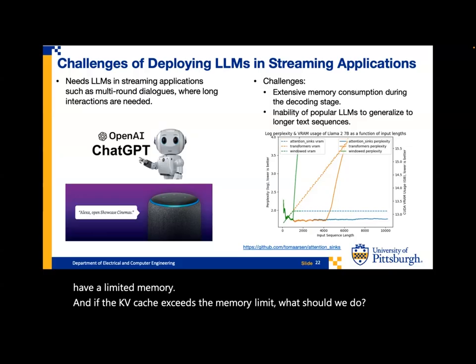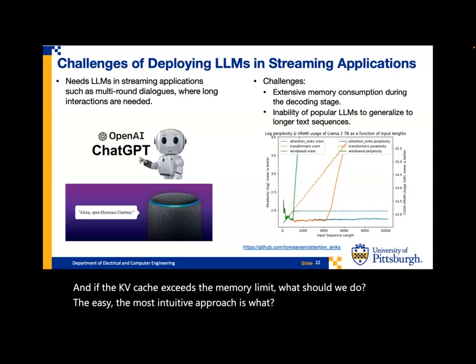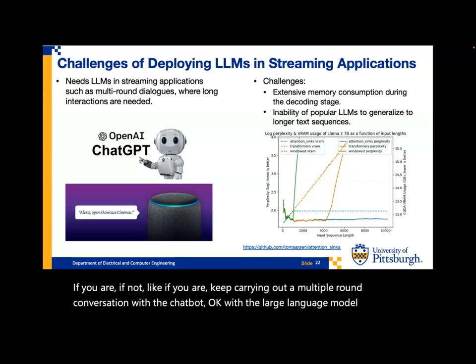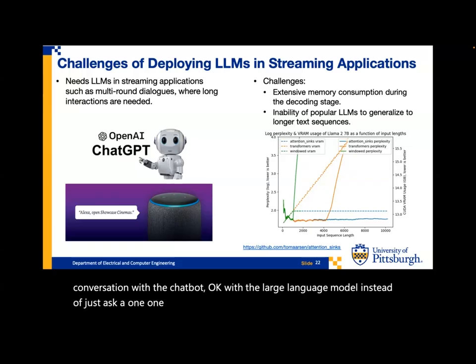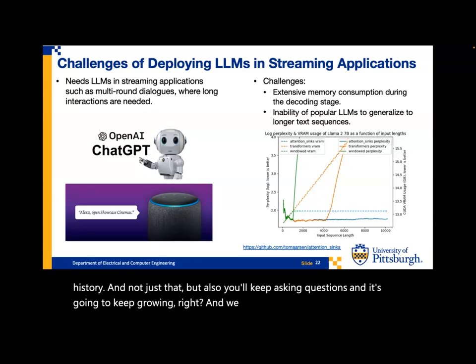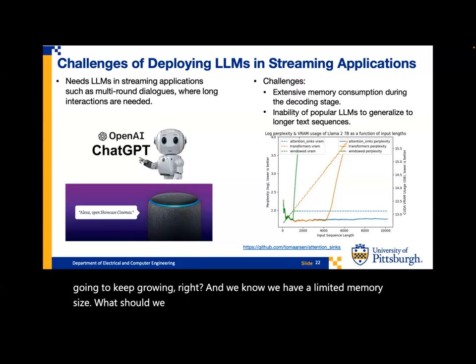The most intuitive approach is what? If you keep carrying out a multiple round conversation with the large language model, instead of just asking a one time question, then we need to keep a really long history, and you keep asking questions, and it's going to keep growing, right? And we know we have a limited memory size. What should we do to process this kind of infinitely long input?